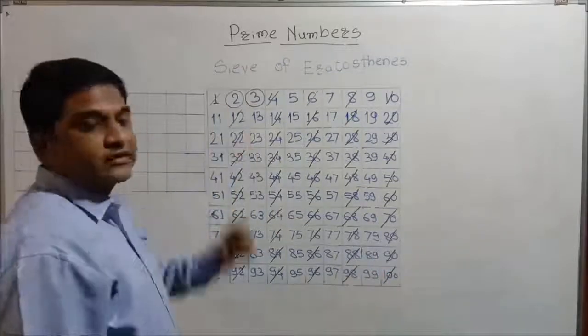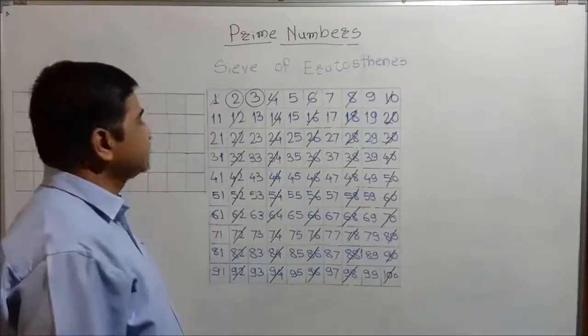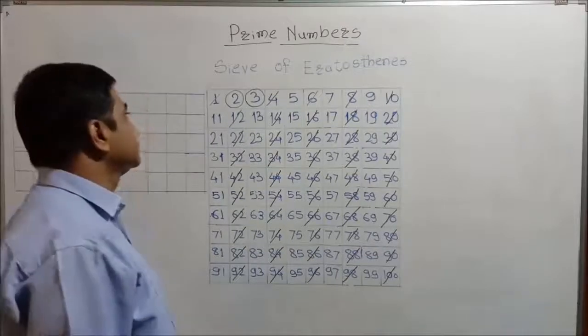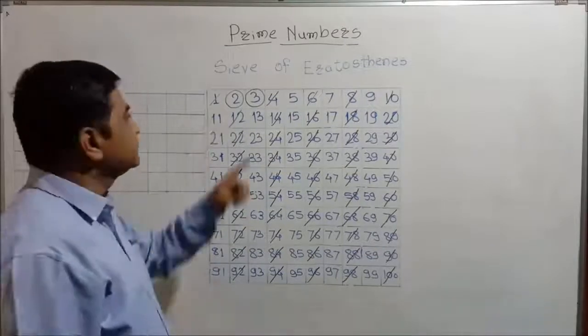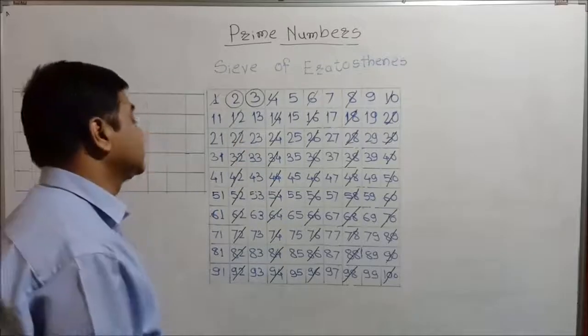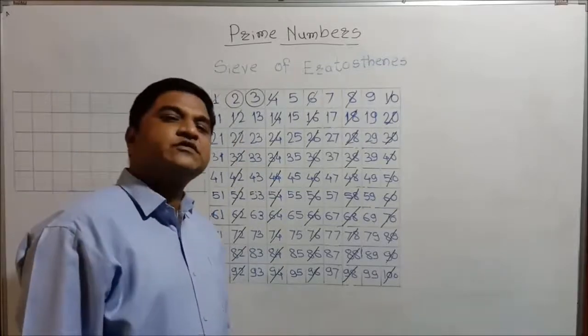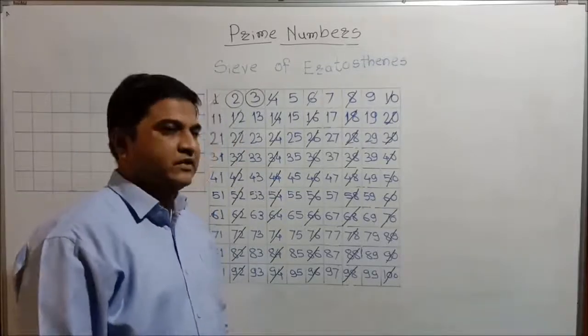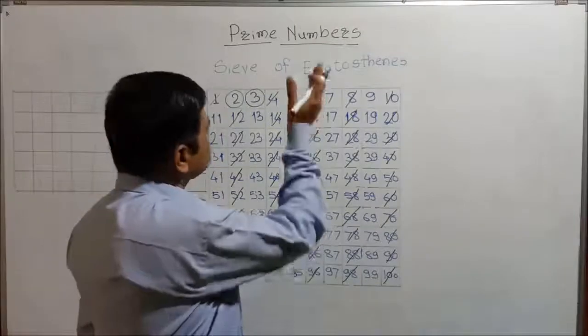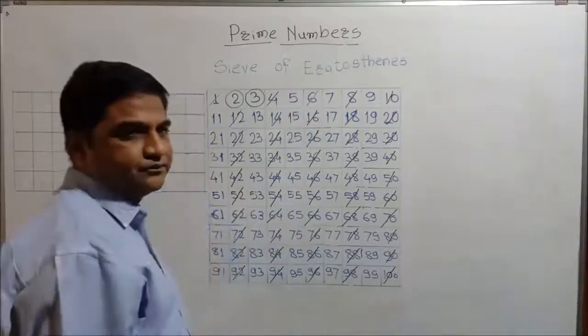Now we have 3. 3 is a prime number, so we circled it. We circled 2, it's a prime number. We circled 3, it's a prime number. Now all the numbers which are in the table of 3 can be divided by 3. So we are going to cross out all the multiples of 3.